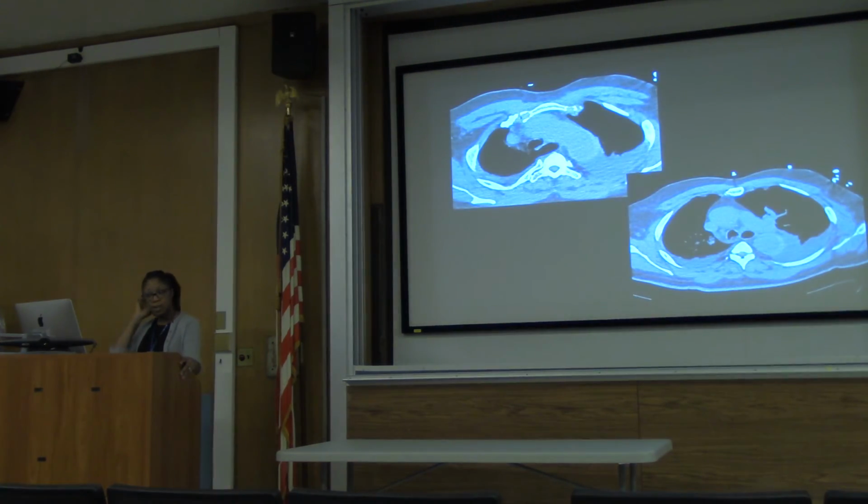So these are very significant. So what about this case? Anyone know what this is? So we have two non-contrast CTs of the chest. And what do we see here? What do you see? We have bilateral fluid effusion. Anything else?